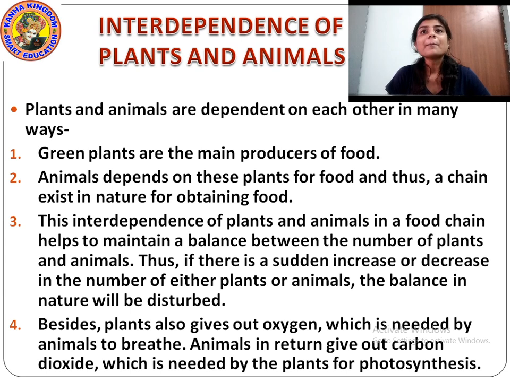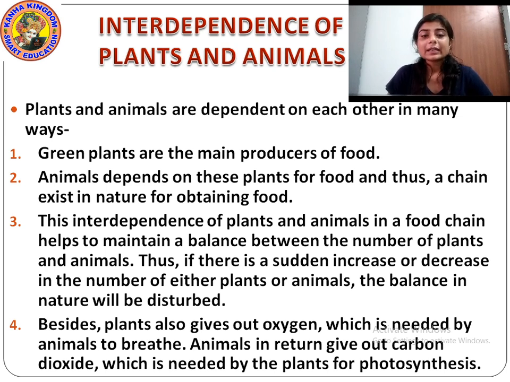The plant is considered the main producer of food, and the food that is prepared by the plant is consumed by animals. The animals eat the plant. Yes or no? And thus it forms a food chain, and by this the balance of plants and animals is maintained in nature. There is a balance between the number of plants and animals in nature.